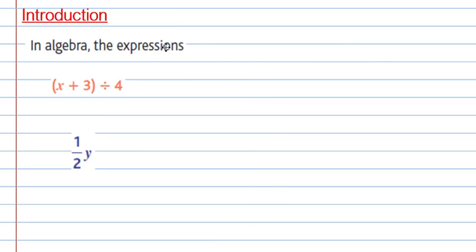In algebra, an expression, for example this one, x plus 3 divided by 4, can be written as x plus 3 over 4. Okay, you will need that for this lesson. And then half y, same thing: half of something means divided by 2. So half y can be written as y over 2.